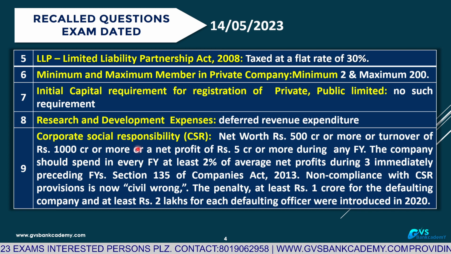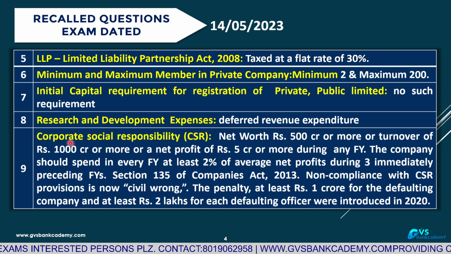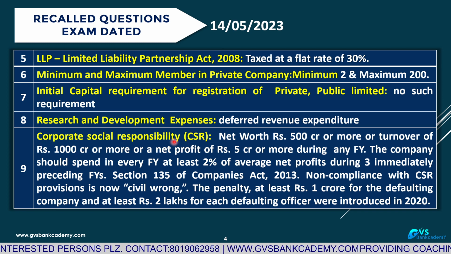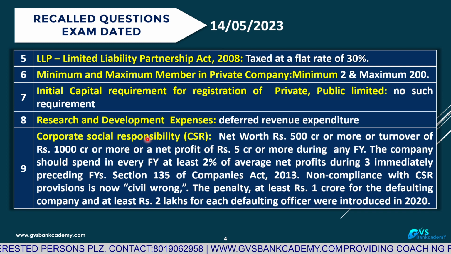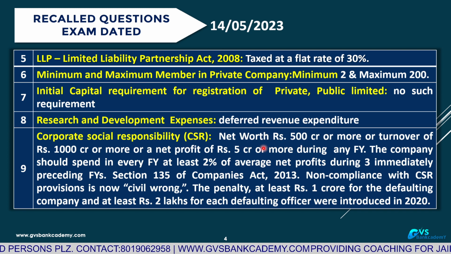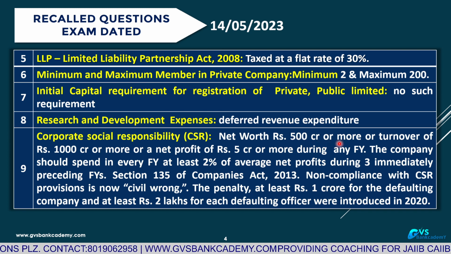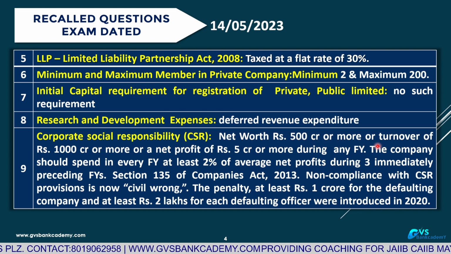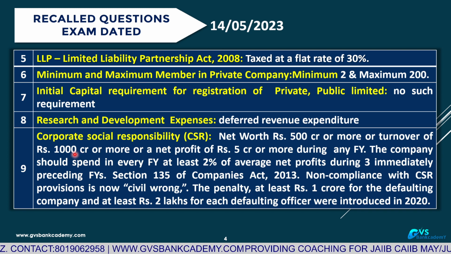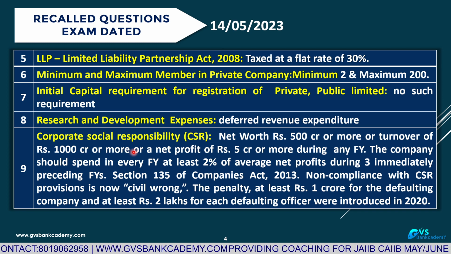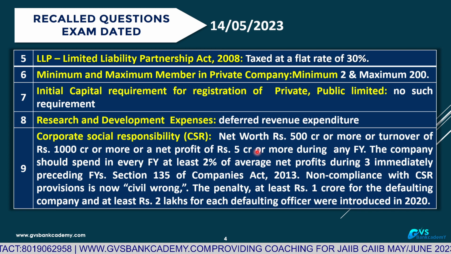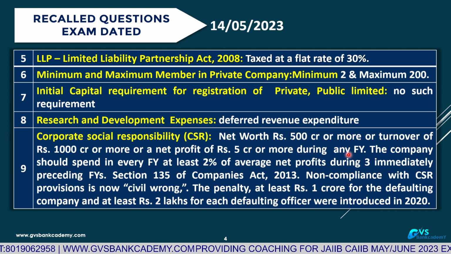Indian economy, accountancy, principles of banking, retail banking, CAIIB also: corporate social responsibility. This is applicable to companies with a net worth of 500 crores or more. This is one point. Second point, turnover of 1000 crores or more. Another point, or net profit of 5 crores or more during any financial year.